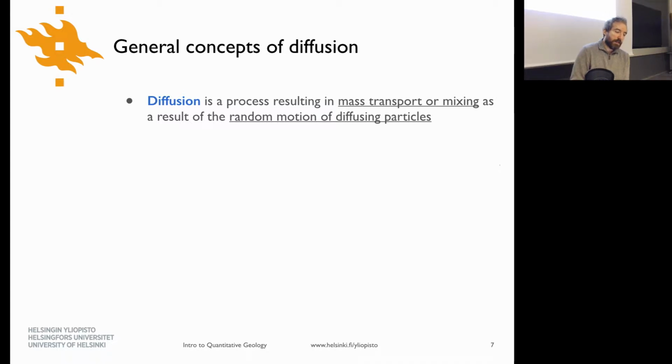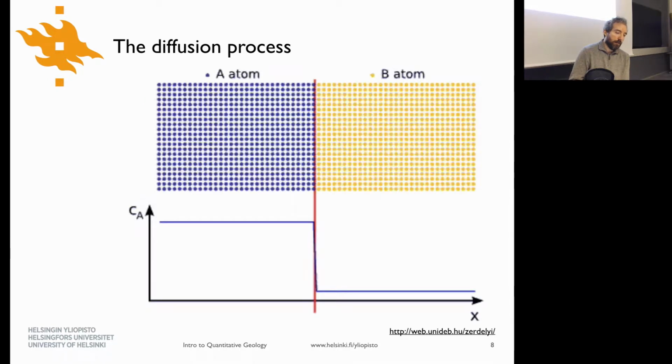So in terms of the general concept, it's a process that results in mass transport or mixing as a result of random motion of diffusing particles. So we'll take a look at an animation in just a second that shows a bit of this motion, but the mixing basically takes place by random movement of atoms.